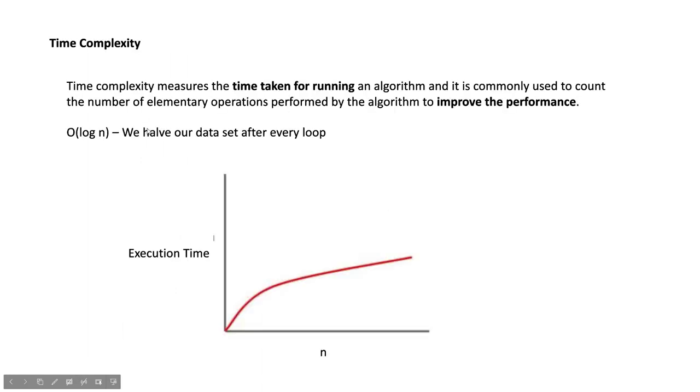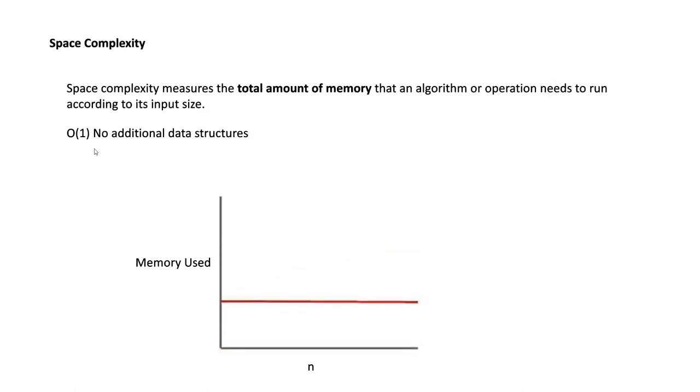Last thing I'll go through is the space and time complexity. So time complexity is O of log n. Basically, we're halving our data set after every loop. And then the space complexity is O of 1. We don't have any additional data structures, and we don't have anything inside the code that would increase with the value of x. And that is all I have.